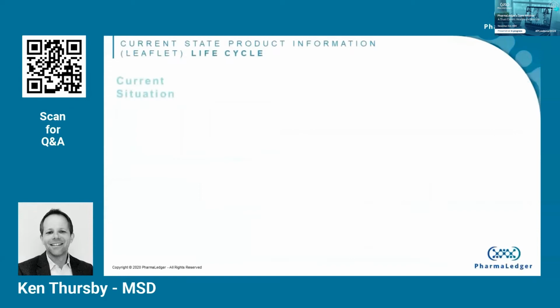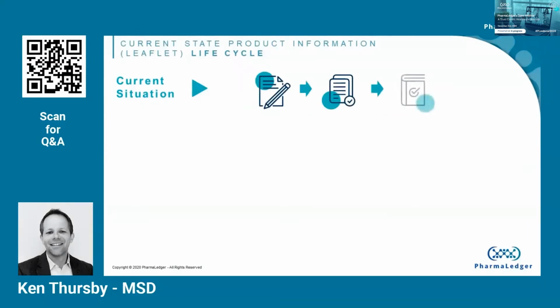So what does the current situation look like? In the diagram at the top there, you can see the life cycle of a leaflet. It starts with the manufacturers. We have hundreds of those. In fact, about 2,500 MA holders in Europe alone for prescription products. They have to create the content and update it through its life.